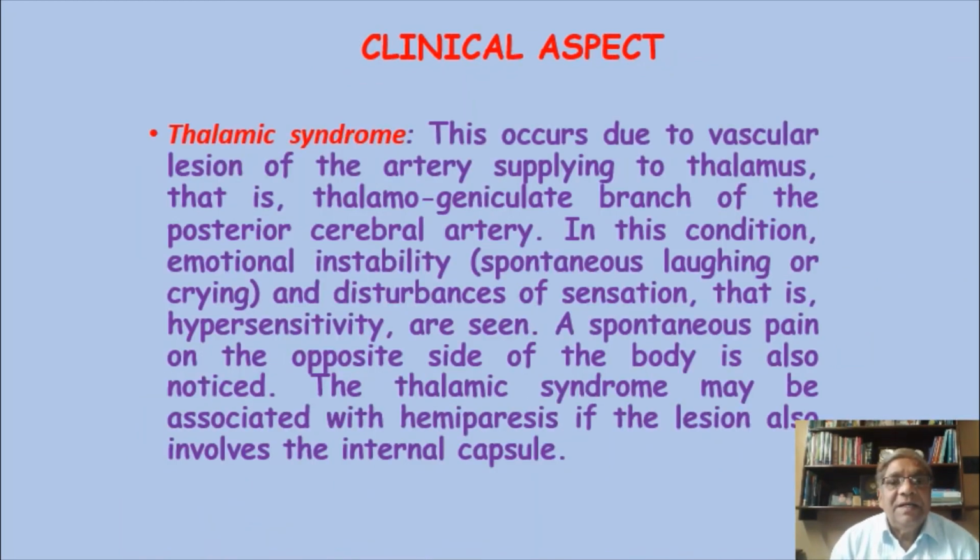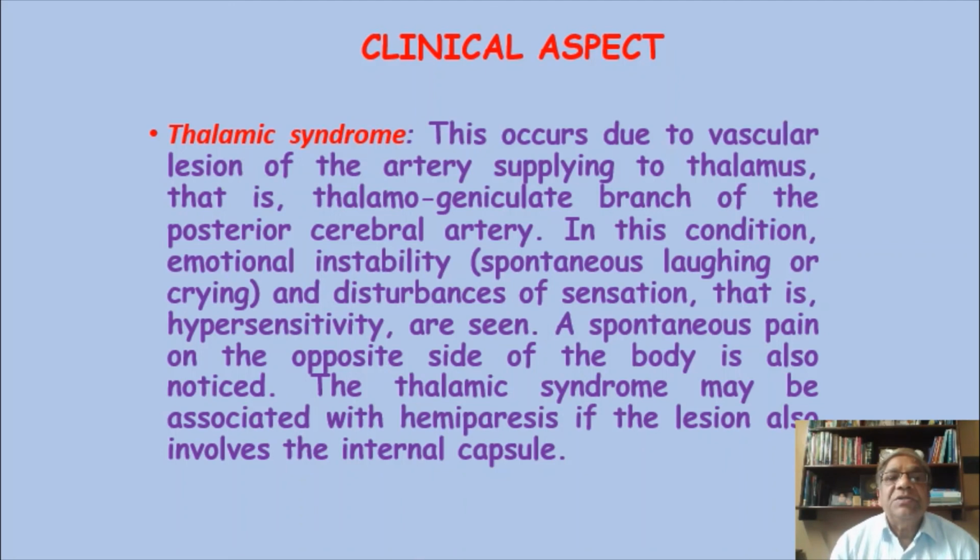And this is the last slide where the clinical aspect is discussed, and this is in relation to thalamic syndrome. Thalamic syndrome occurs due to a vascular lesion of the artery supplying the thalamus, that is the thalamogeniculate branch of the posterior cerebral artery. If it is blocked or ruptured, this will lead to interference in the blood supply to the thalamus, and thalamic syndrome will result.